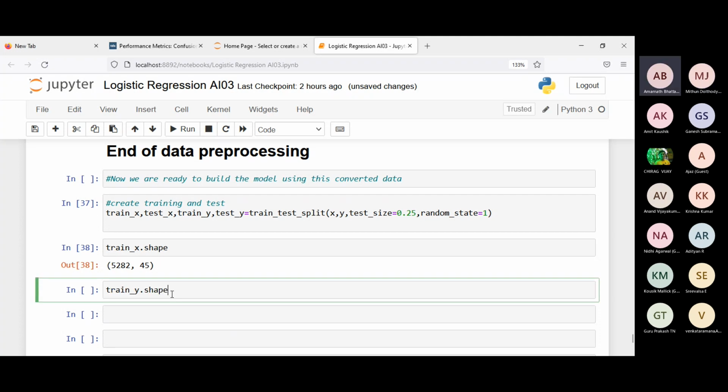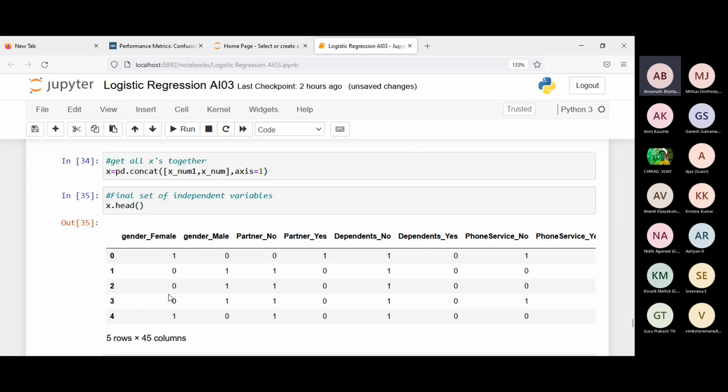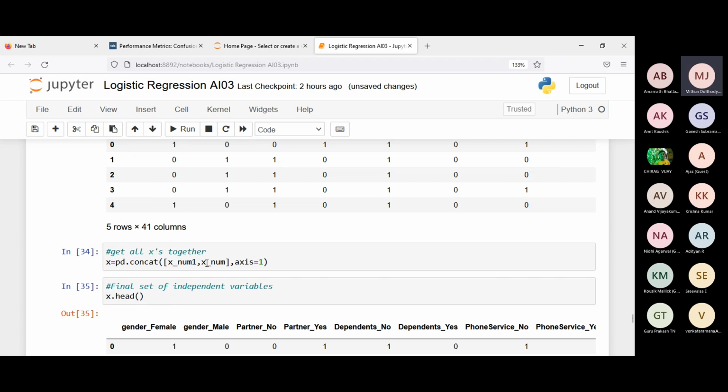Sir, can you go up and show how we get x, actually the concatenation? I missed that part. I'm getting an error. pd.concat.